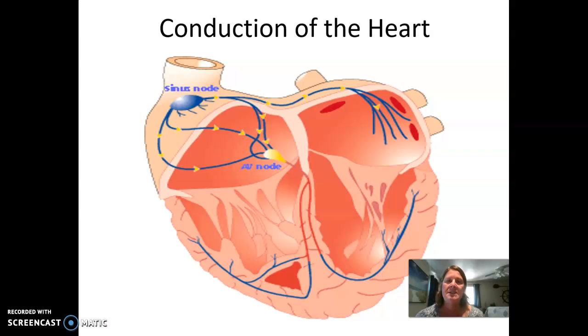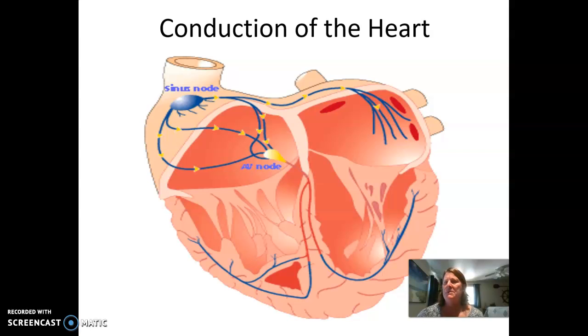So the conduction system of the heart normally will start in the SA node, the sinus node. We refer to it as the SA node because it's a sinoatrial node, and it's located right here in the upper right atrium where the superior vena cava and the right atrium connect. That is the normal pacemaker of the heart because it normally fires at the fastest rate. Whatever is firing the fastest, that's what's going to pace the heart. And that should normally be the sinus node.